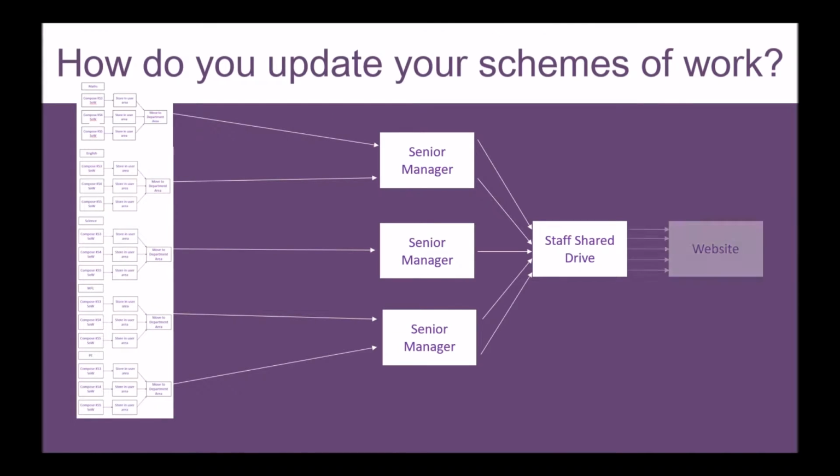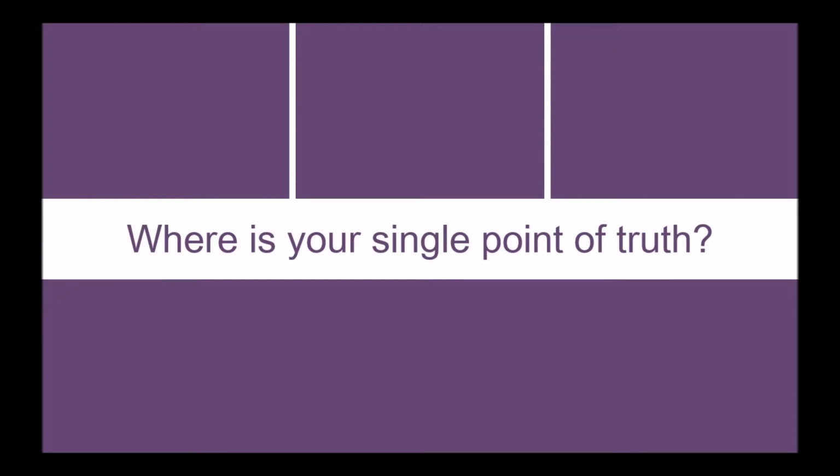Some schools will then place these on their website to make them available to current and prospective parents of their pupils. We can see that this process leaves the network cluttered with iterations of each scheme of work, and this does provoke some issues. But the most vital question a head teacher might ask is, where would I find the scheme that most closely represents what's going on in the classroom? To put this question in IT terms, where is the single point of truth?